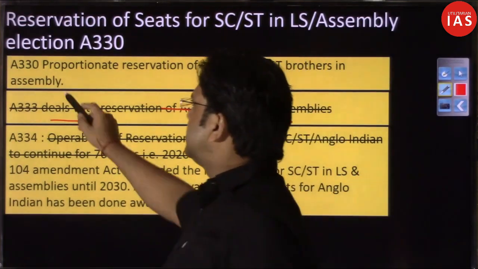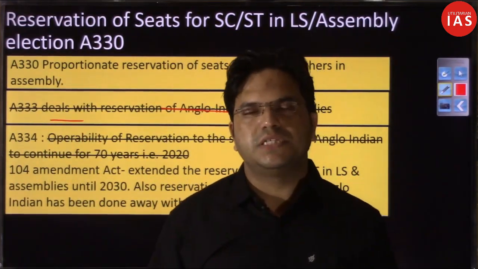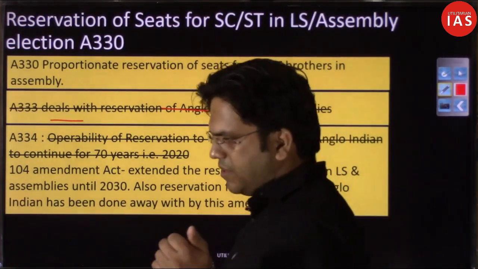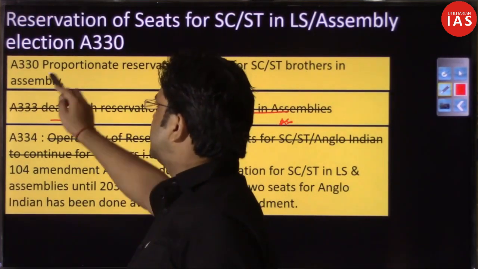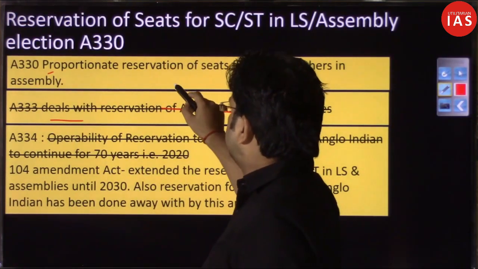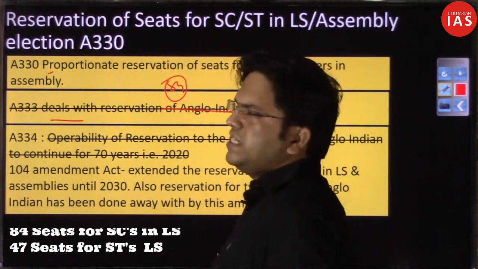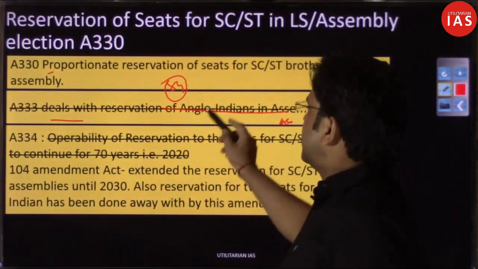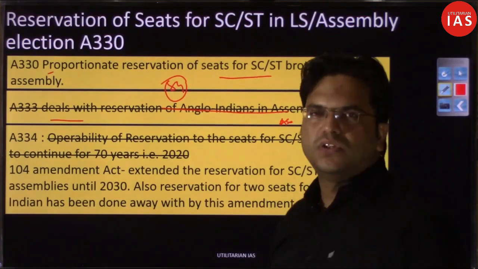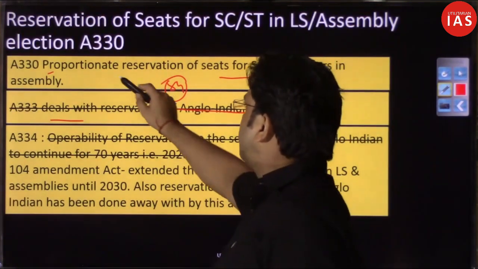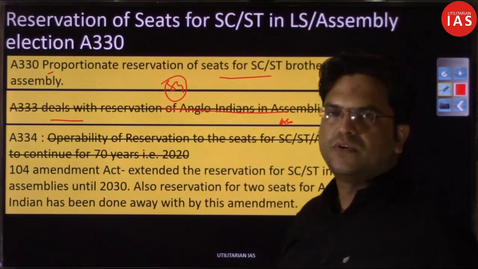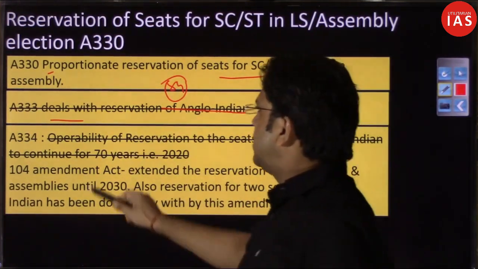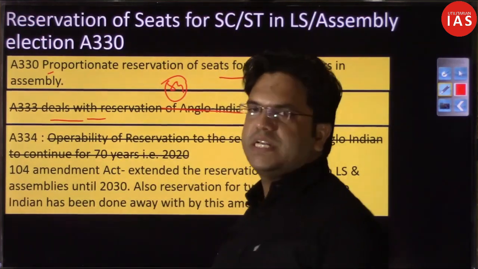As far as Article 330 is concerned, which talks about political representation for the SC and ST community in the assembly, as in the Lok Sabha as well, we talked there that under Article 330 there are 84 seats that are reserved for the SC/ST community, right. But at the assembly level as well, depending on the proportion of population, seats are reserved for the SC and ST community. That has been mentioned in Article 330. The Article 333 provision has been done away with.